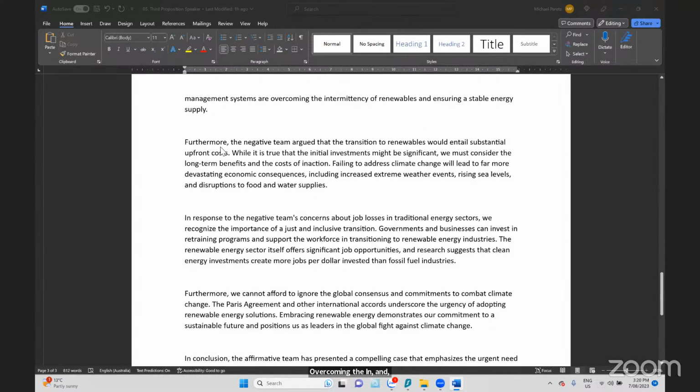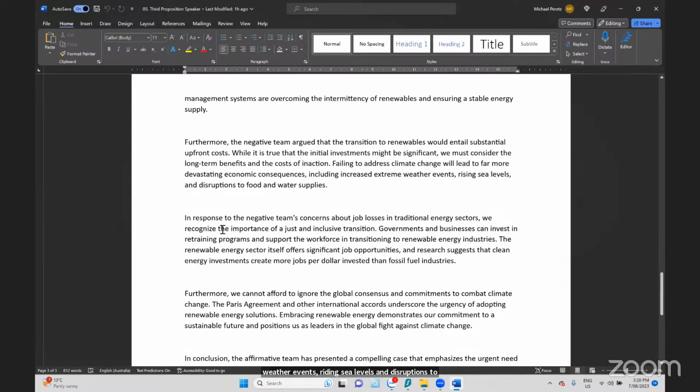Furthermore, the negative team's concerns about jobs. The negative team argues that the transition to renewables would entail substantial upfront costs. While it is true that the initial investments might be significant, we must consider the long-term benefits and costs of inaction. Failing to address climate change will lead to far more devastating economic consequences, including increased extreme weather events, rising sea levels, and disruptions to food and water supplies.